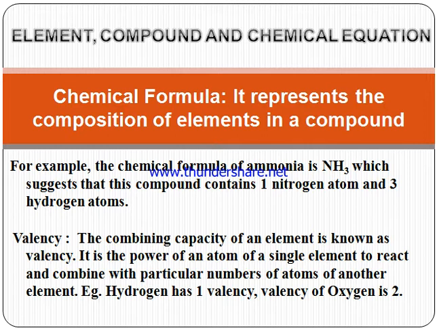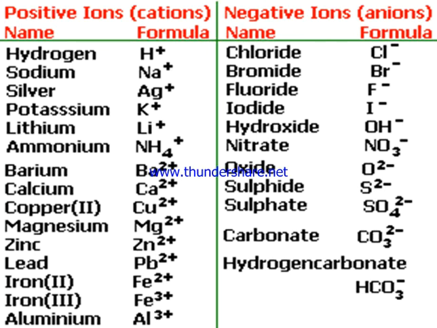Next is valency. The combining capacity of an element is known as valency. It is the power of an atom of an element to react and combine with a particular number of atoms. For example, hydrogen has valency 1 and the valency of oxygen is 2. Now I have the valencies of many formulas, like hydrogen having valency 1. This is +1 or -1. You can forget the positive and negative sign. Valency is just a number, not any charge.